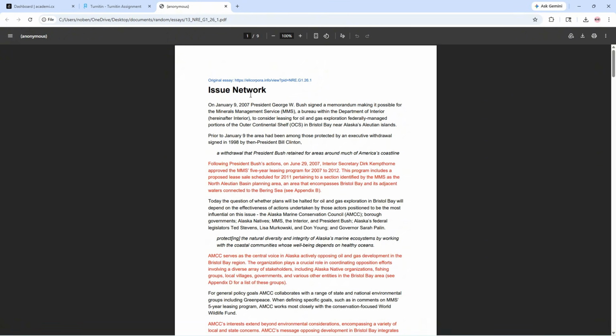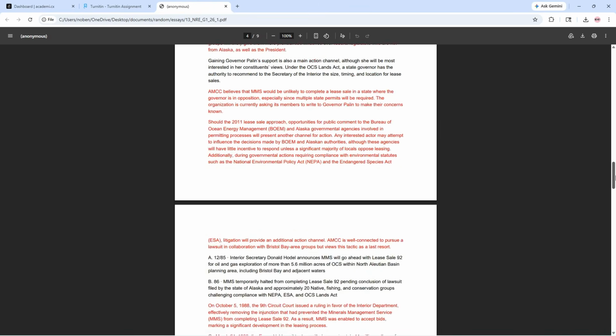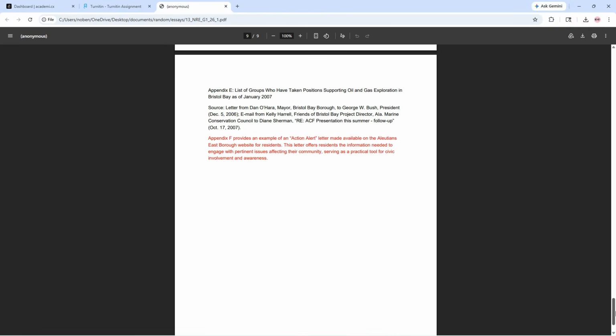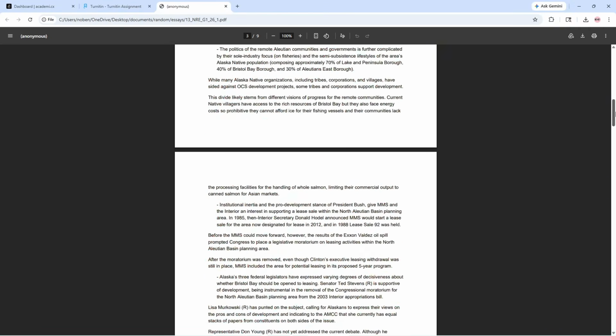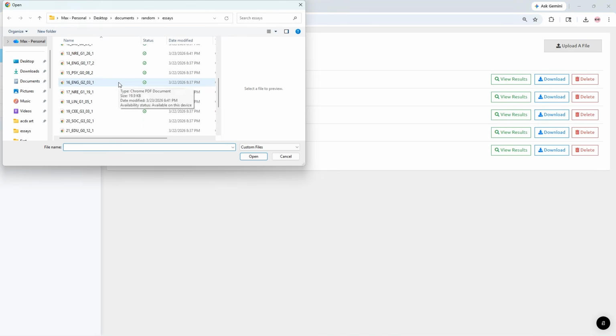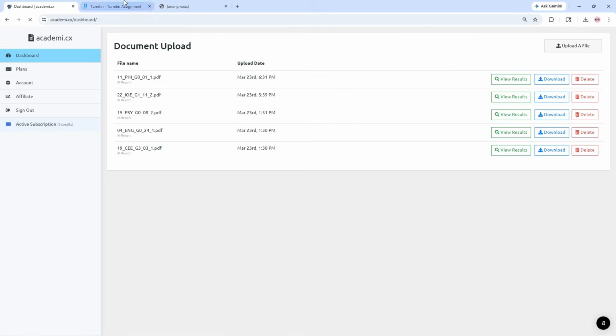This one is on politics, obviously about a prior president of the US. AI has been scattered throughout. Block quotes again. A few different citations. And yeah, this document appears to be at least 1,500, 2,000 words. So let's go ahead and submit it to Academicx and Turnitin. And once we do that, we'll see what they look like side by side.